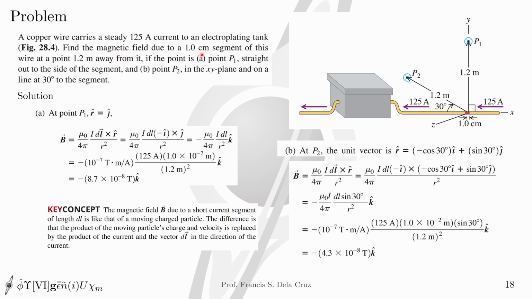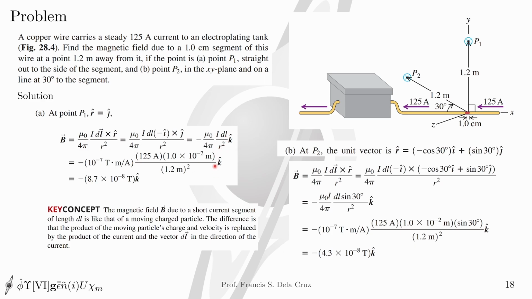But here we're just given a segment, so there's no need to integrate. We just need the dL, which is the length of that small segment, and then just operate on the unit vectors. So that's why you have this: mu naught over 4 pi times I dL. So I dL is 1 centimeter, negative i cross j hat. That will give you k hat, but negative because you have negative i hat here. So mu naught over 4 pi, the negative I dL over r squared k hat.